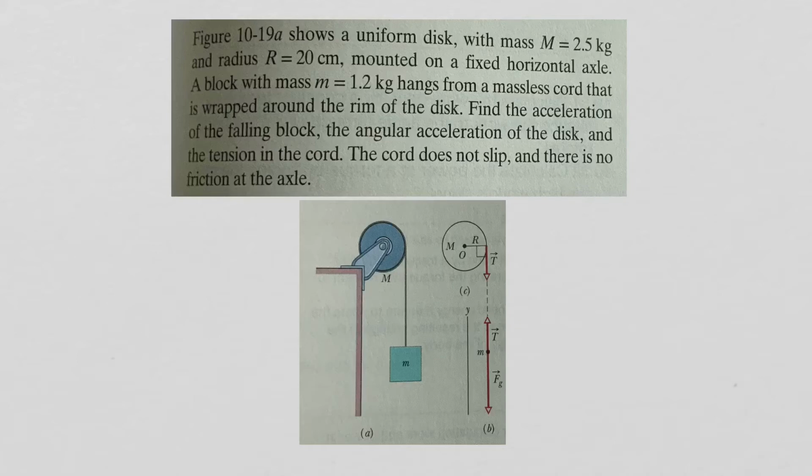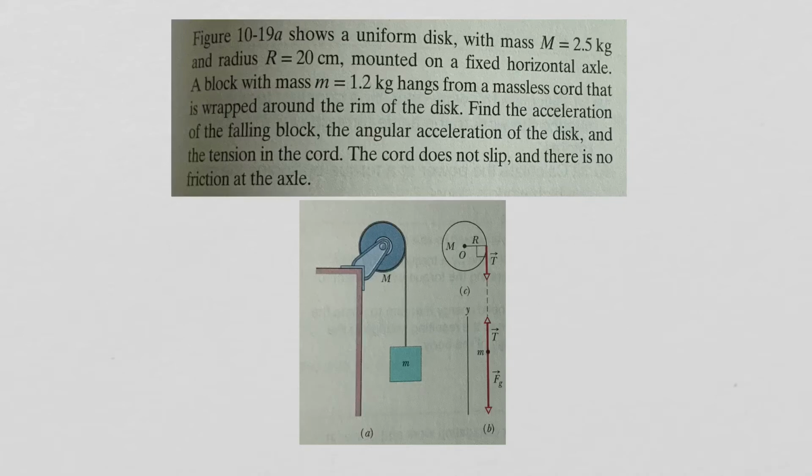So the first question is to find the acceleration with which the block is falling down, then the angular acceleration of the disk, and also the tension in the rope or in the cord. The one thing that we must consider is the fact that the cord does not slip, and also that there is no friction in the axle. So those two are important conditions in order to be able to apply the second law so that we can solve the problem accurately.